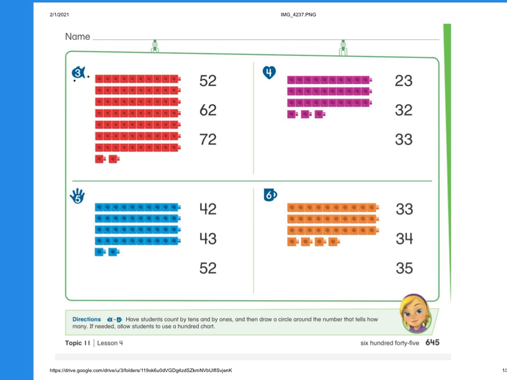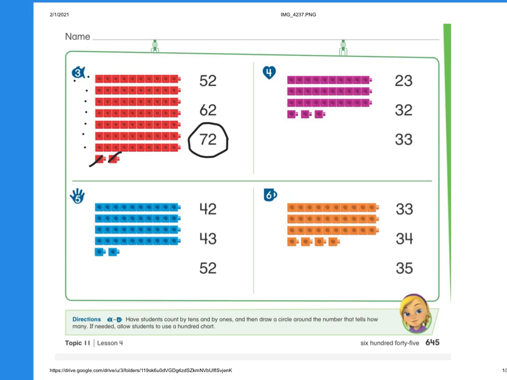So we're going to count 10, 20, 30, 40, 50, 60, 70. So then we're going to count from 70. 71, 72. 72 is a 7 and a 2, so we're going to circle that.